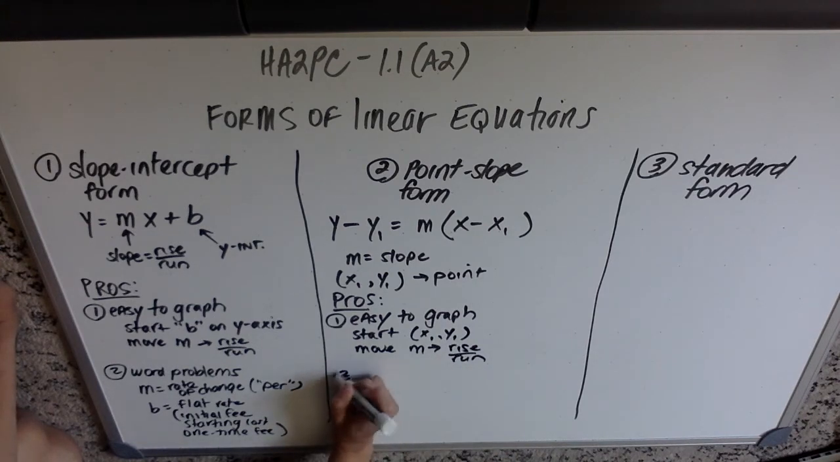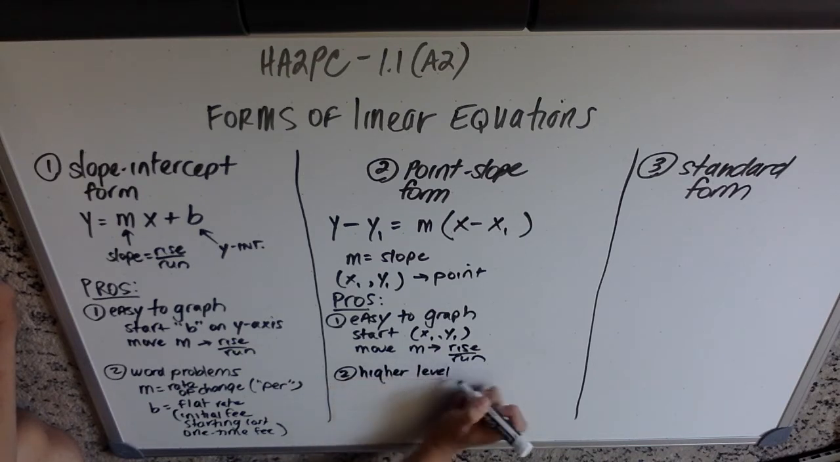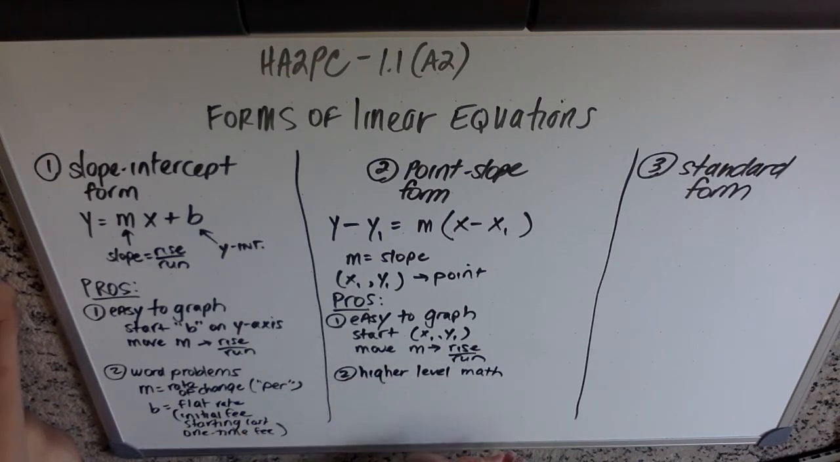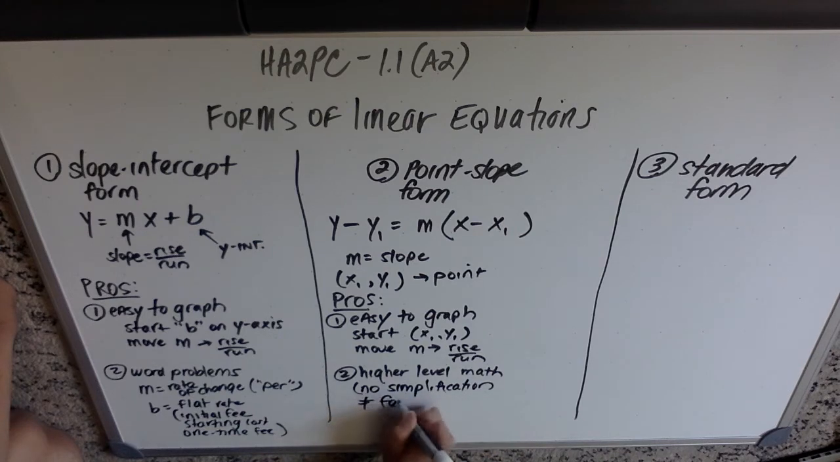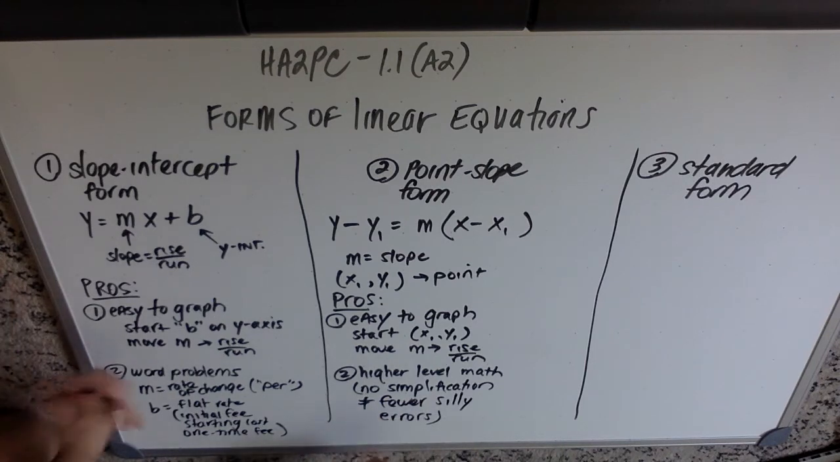The second reason that this is super duper useful is that in higher level math, you're going to want to do as little simplifying of quantities as you possibly can. And what I mean by as little simplifying as possible is that if you're asked to find the equation of something and you already know the point and you already know the slope, it's easier to leave this as point slope rather than to simplify it in any way. So this is useful in higher math because you don't have to simplify. So no simplification equals fewer silly errors. Because as you get to higher level math, what you're going to find is that you make the dumbest errors.